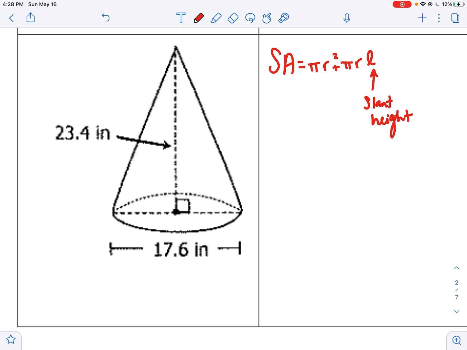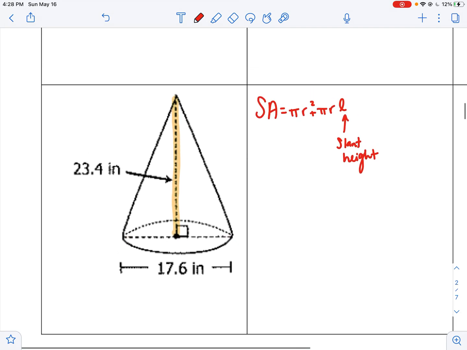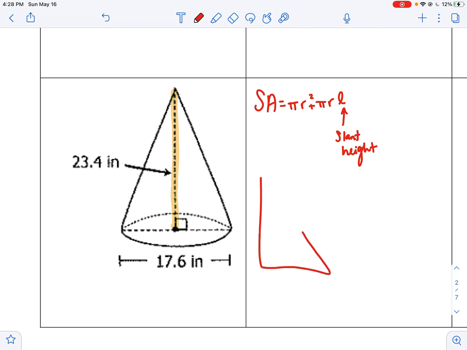So to find our slant height, first of all, identify what measurements you're given. We're given the height of the cone. We're also given a diameter. And we know that our height and our base are always at a right angle. So I'm going to use that to make a right triangle. There we go. And I want to find L. I want to find the slant height.